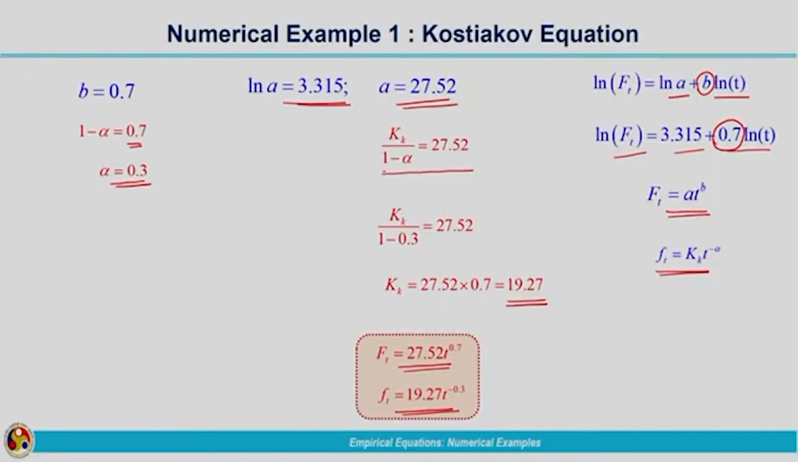So, for this particular soil, we have calculated the Kostyakov parameters, and by making use of these equations later on we can calculate the infiltration rate and cumulative infiltration, because we have fitted the parameters by using the given data. These are the expressions corresponding to cumulative infiltration and infiltration rate.